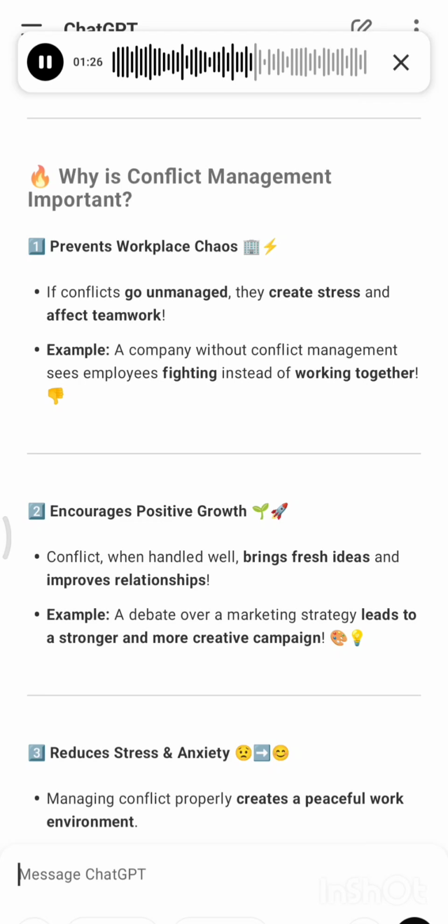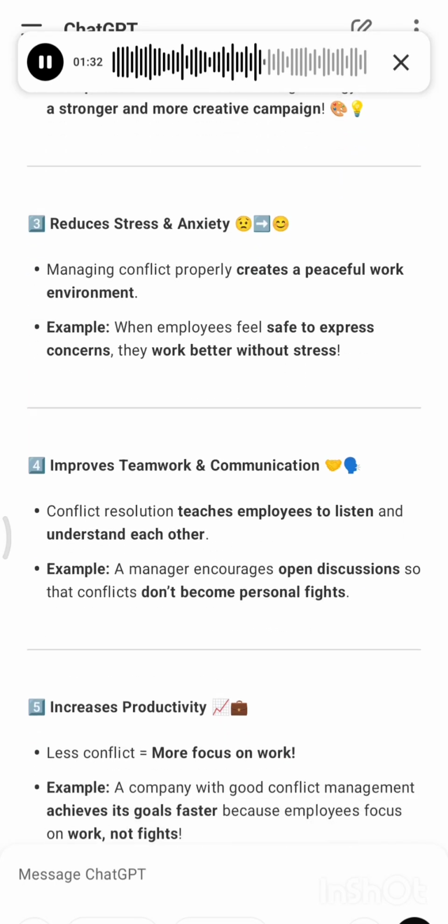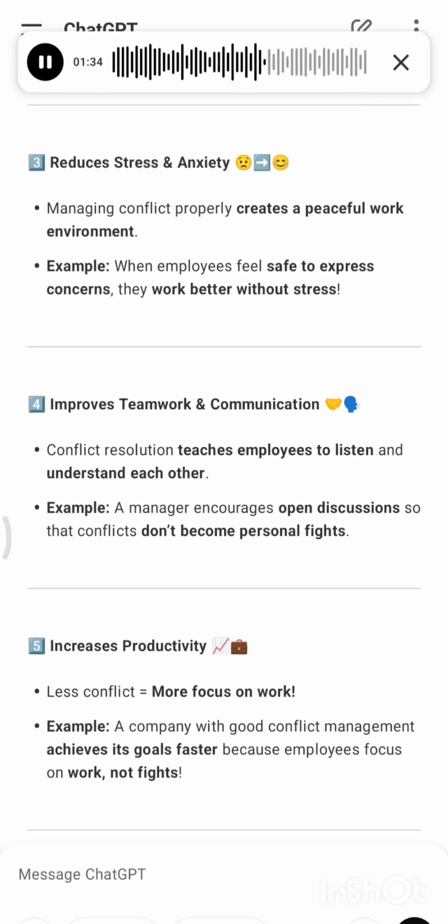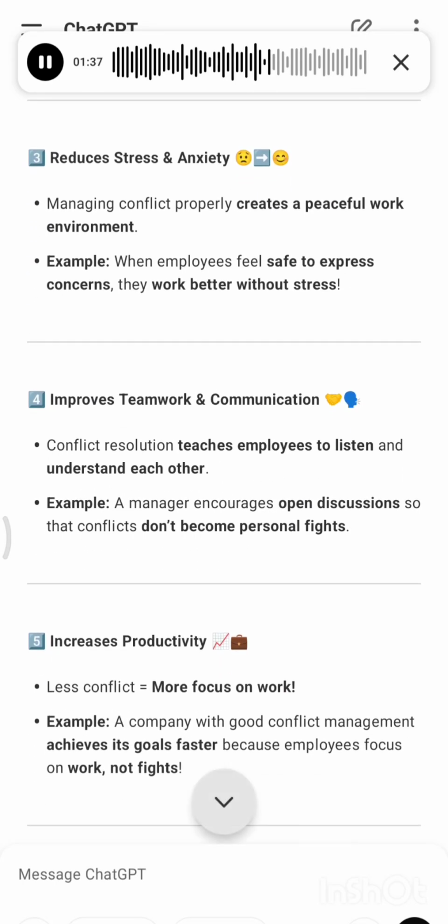Example, a debate over a marketing strategy leads to a stronger and more creative campaign. Reduces stress and anxiety. Managing conflict properly creates a peaceful work environment. Example, when employees feel safe to express concerns, they work better without stress.